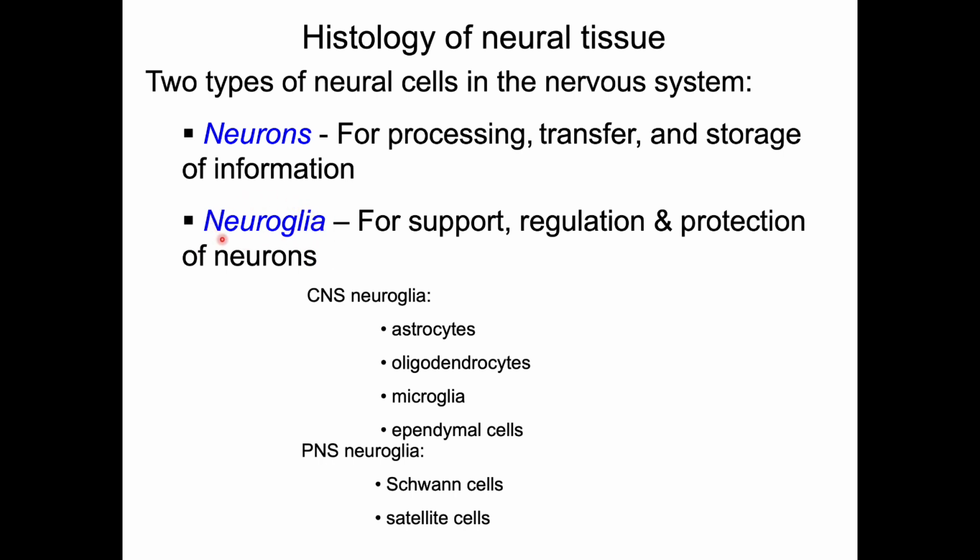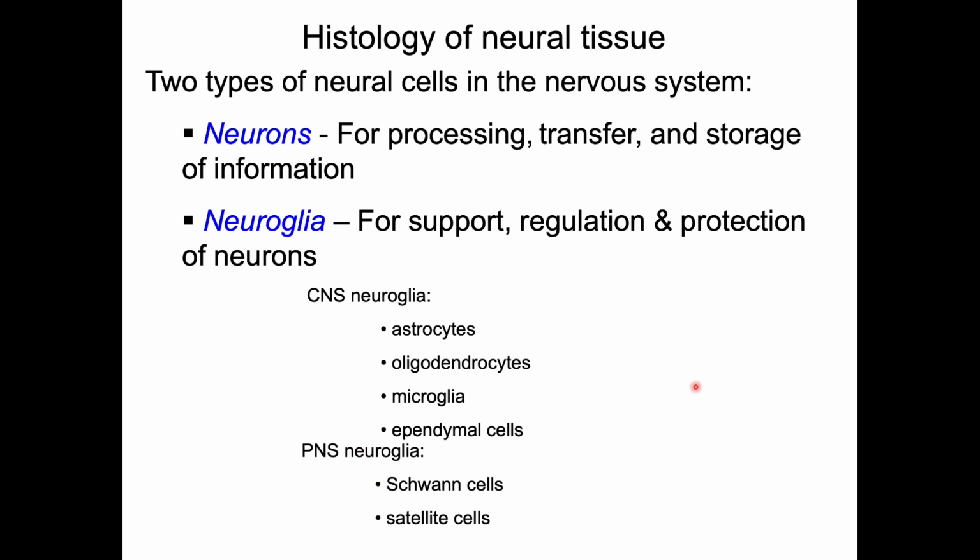You have many more neuroglia than you do neurons. The neuroglia are your support cells. There are 6 different types of neuroglia that we're going to cover. I need you to know the name of the cell, which nervous system division it's found in, and the function of the cell. So the CNS has 4 neuroglia and the PNS has 2.